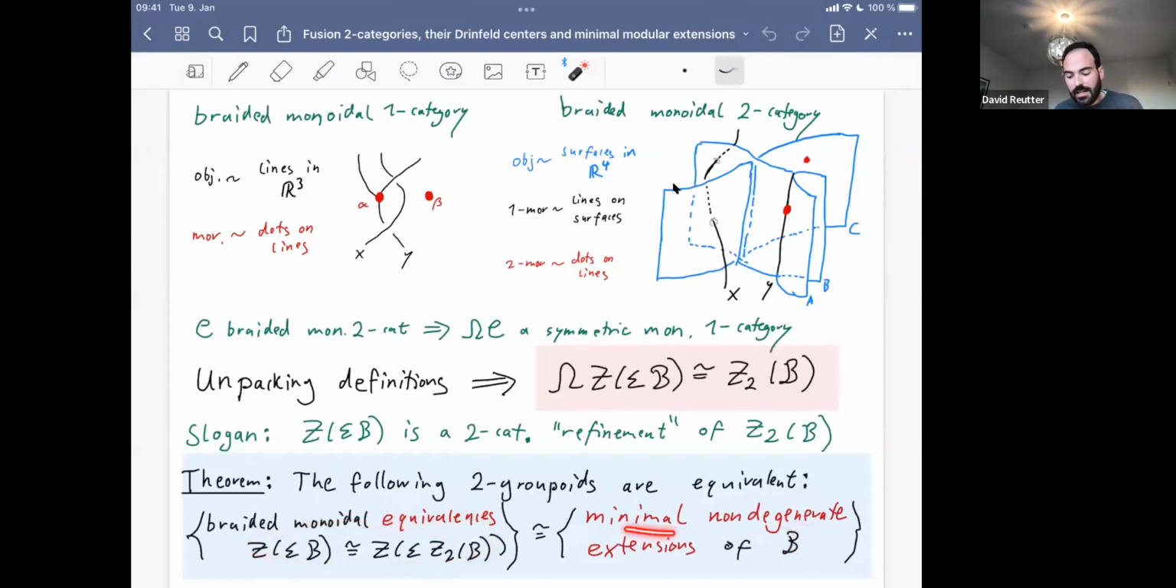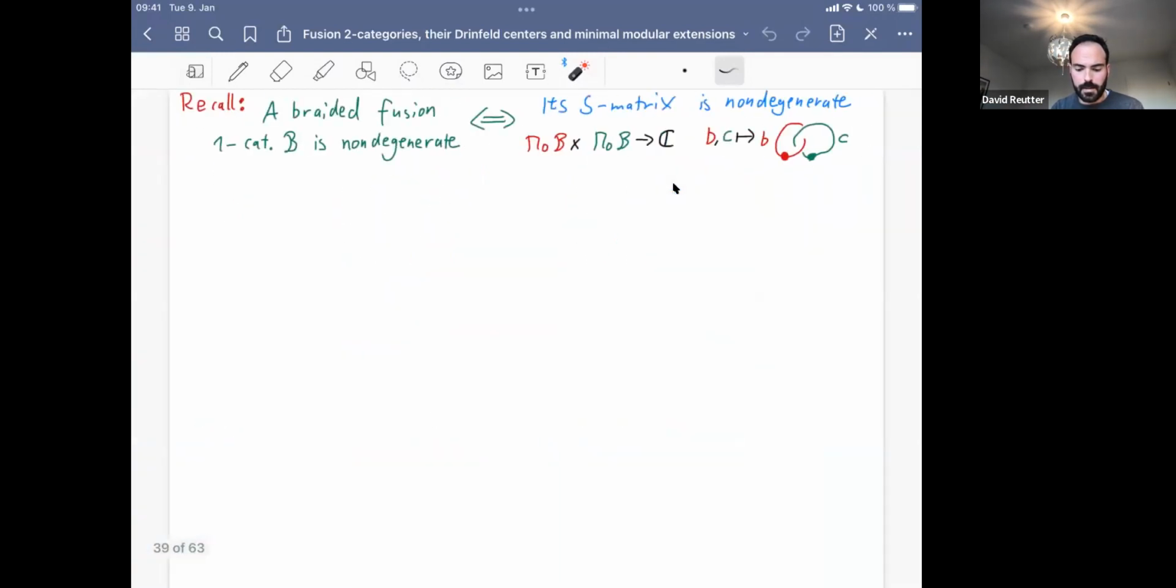Rather than studying directly whether B admits minimum non-degenerate extensions, we can turn this problem into trying to distinguish or not distinguish these two braided fusion two categories. If I can show that these two braided fusion two categories are equivalent, then I know that this B will admit a minimum non-degenerate extension. That's, in some sense, the key thing we're using in this translation. Okay. So this gives good justification for studying these Drinfeld centers of sigmas of B's.